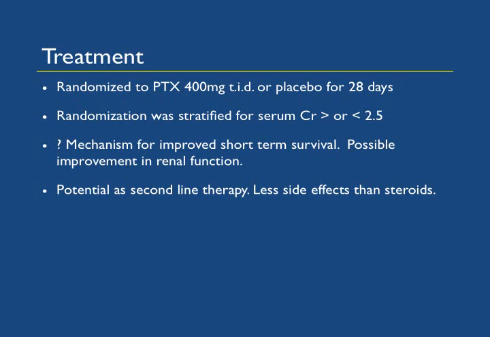In this trial, patients were given 400 milligrams TID or placebo for 28 days. They had randomized the patients with a stratification of creatinine greater and less than 2.5, so that equal numbers of patients with good and bad kidney function were stratified into both groups. Although the mechanism for pentoxifylline is unknown, it may be that the improvement in survival was due to improvement in renal function. Thus, it was very important that the patients had been equally distributed into the two groups. At this point, this is one of the few studies on pentoxifylline, and therefore it is very promising and could potentially be used as a second-line therapy, particularly if steroids are not possible. It certainly has fewer side effects than steroids.